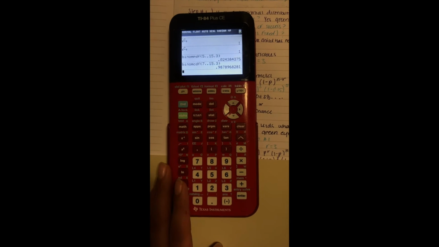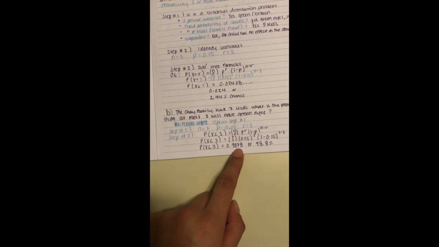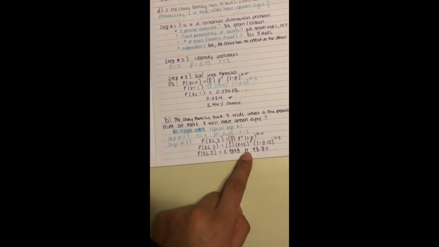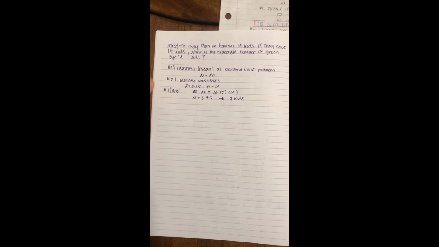And then we get that that's equal to 0.9878 and so on. But we want that to 3 significant figures. And so we can get 0.988, or in percentages, it would be 98.8%. There is one final part to this example. It asks, Miss and Mr. Che plan on having 19 kids. If they have 19 kids, what is the expected number of green-eyed kids?